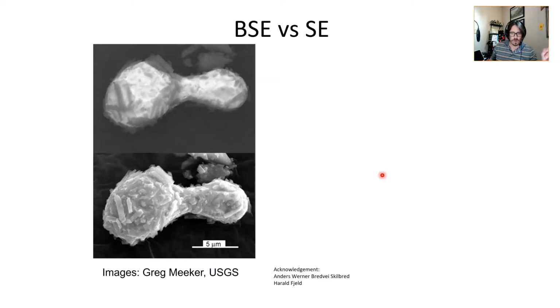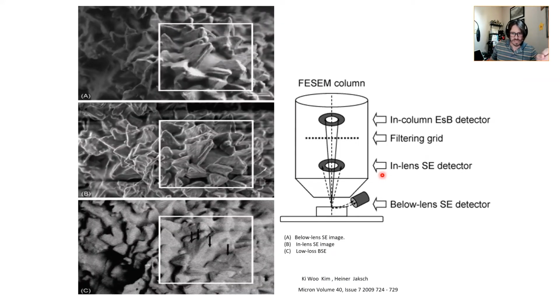Anywho, let me go on here. This is from an article in a journal called Micron, and this is about technology put out by Zeiss. It mentioned different scanning electron microscope brands, and I don't know how I forgot Zeiss. They make very premium scanning electron microscopes. They've put a lot of engineering into where they put their detectors, and they even have an in-lens secondary electron detector. And you can tell, so B, it's the in-lens secondary image.